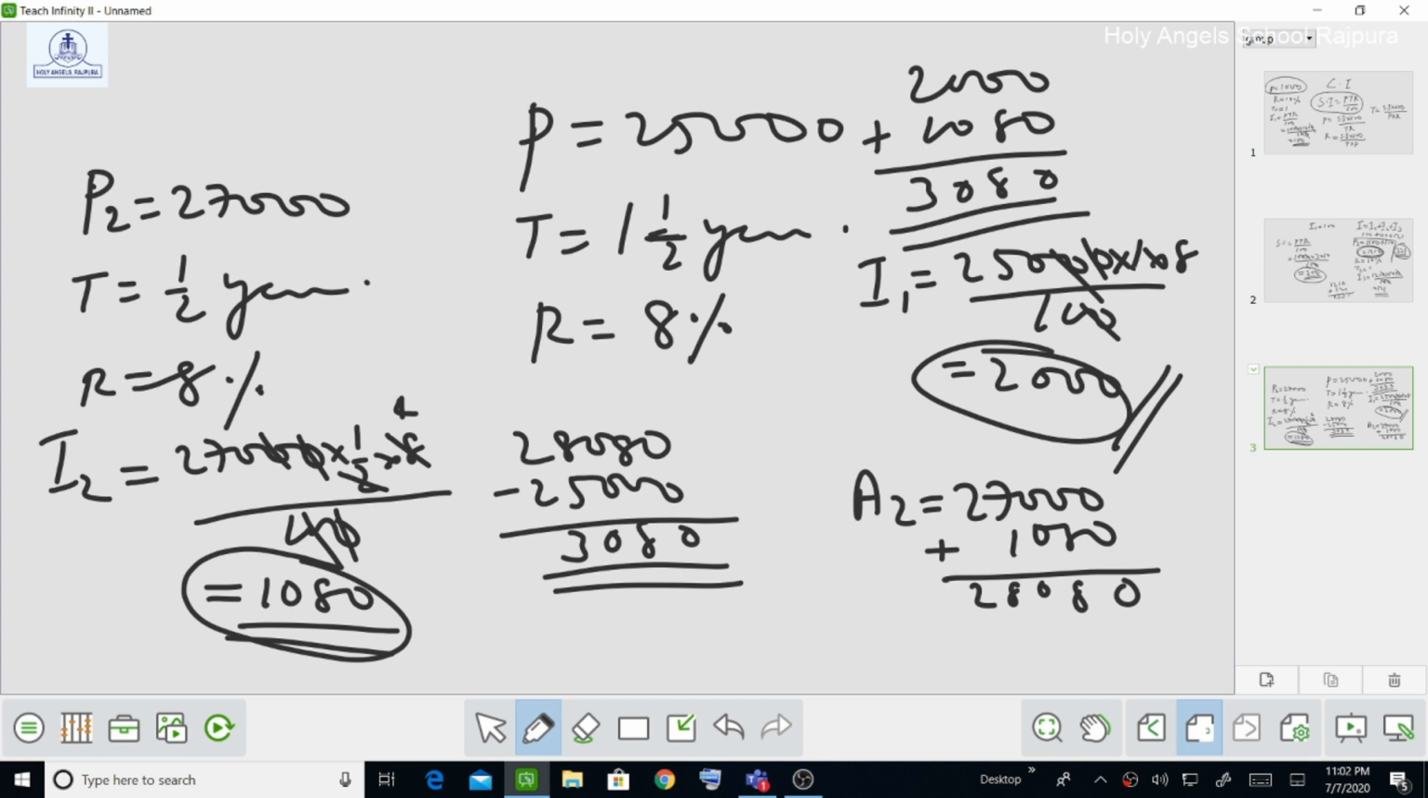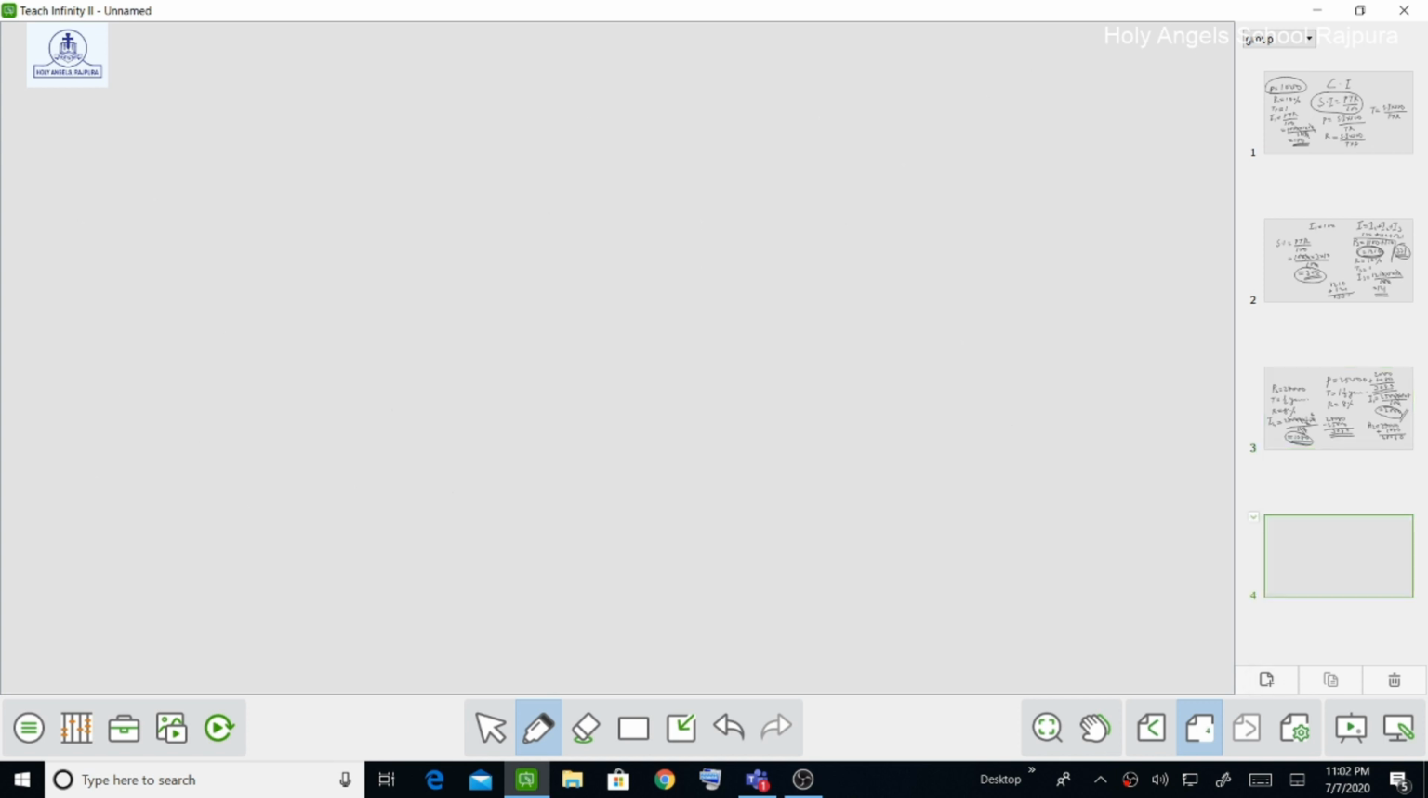Okay. Now we go on to another type of question: if the interest is calculated half yearly, how do we calculate the compound interest and amount? Interest calculated half yearly or semi annually is one and the same thing. Let us take one question.